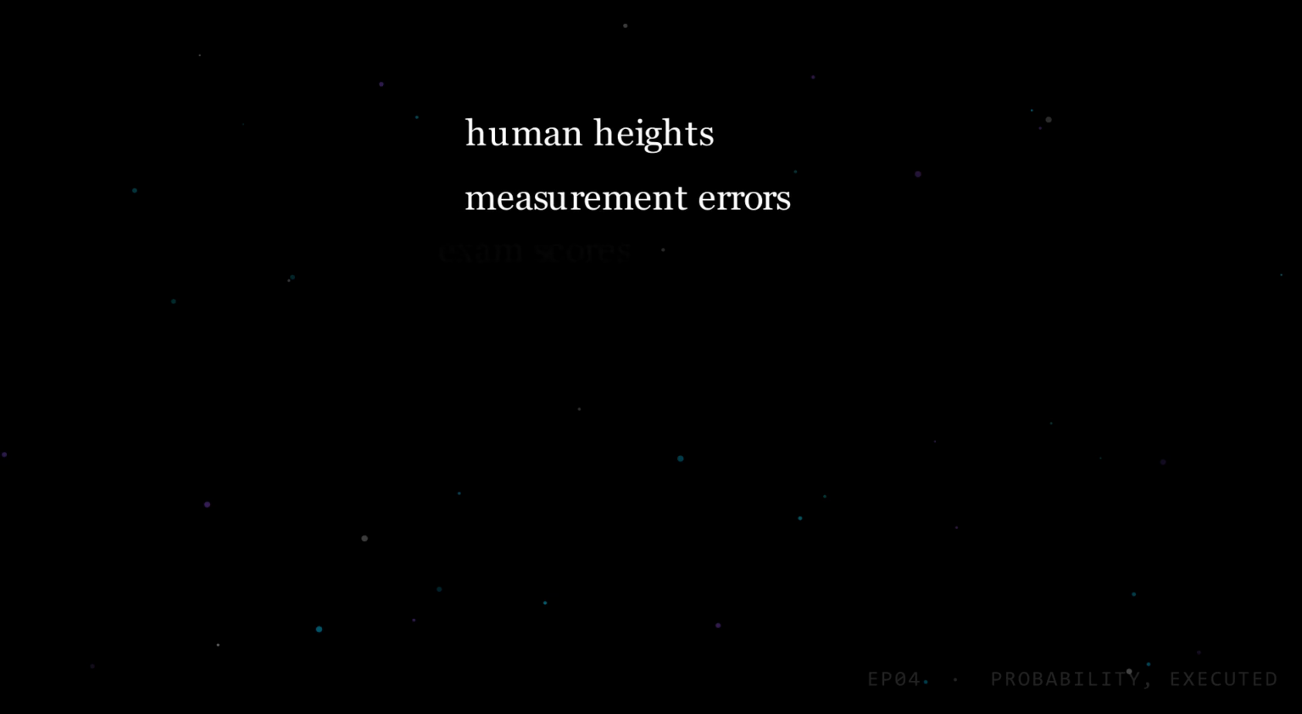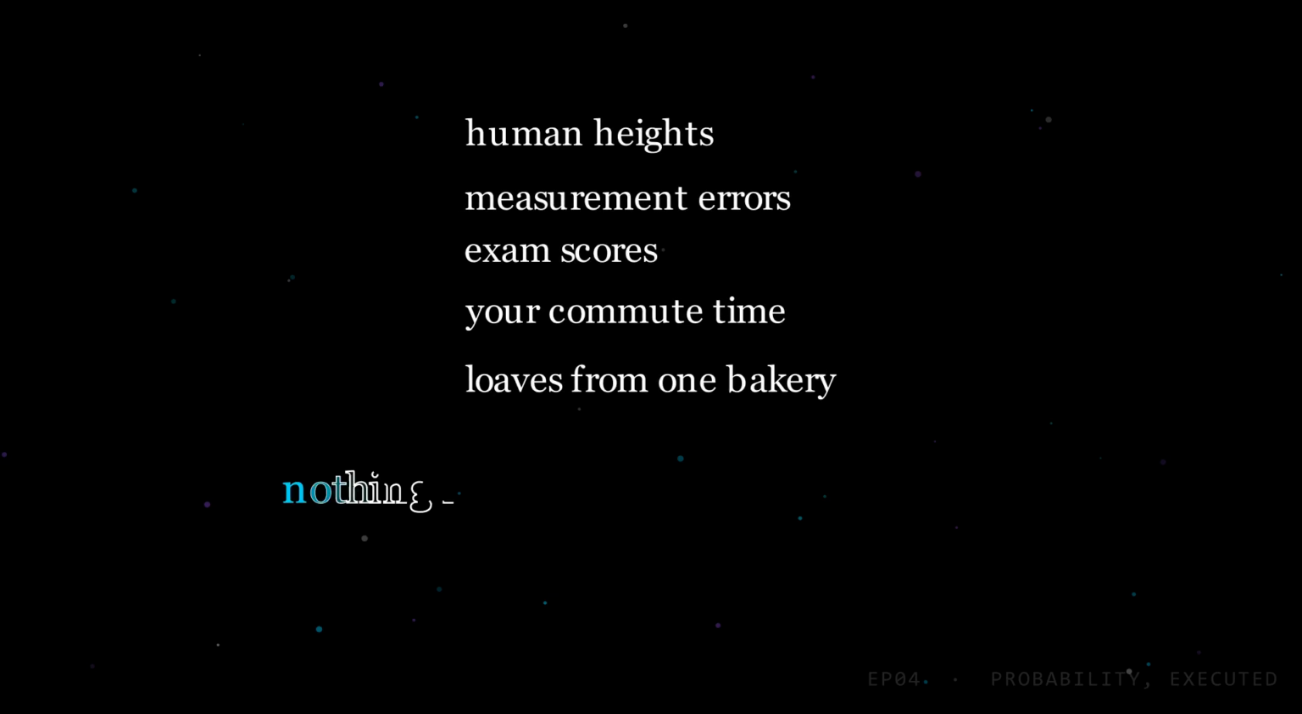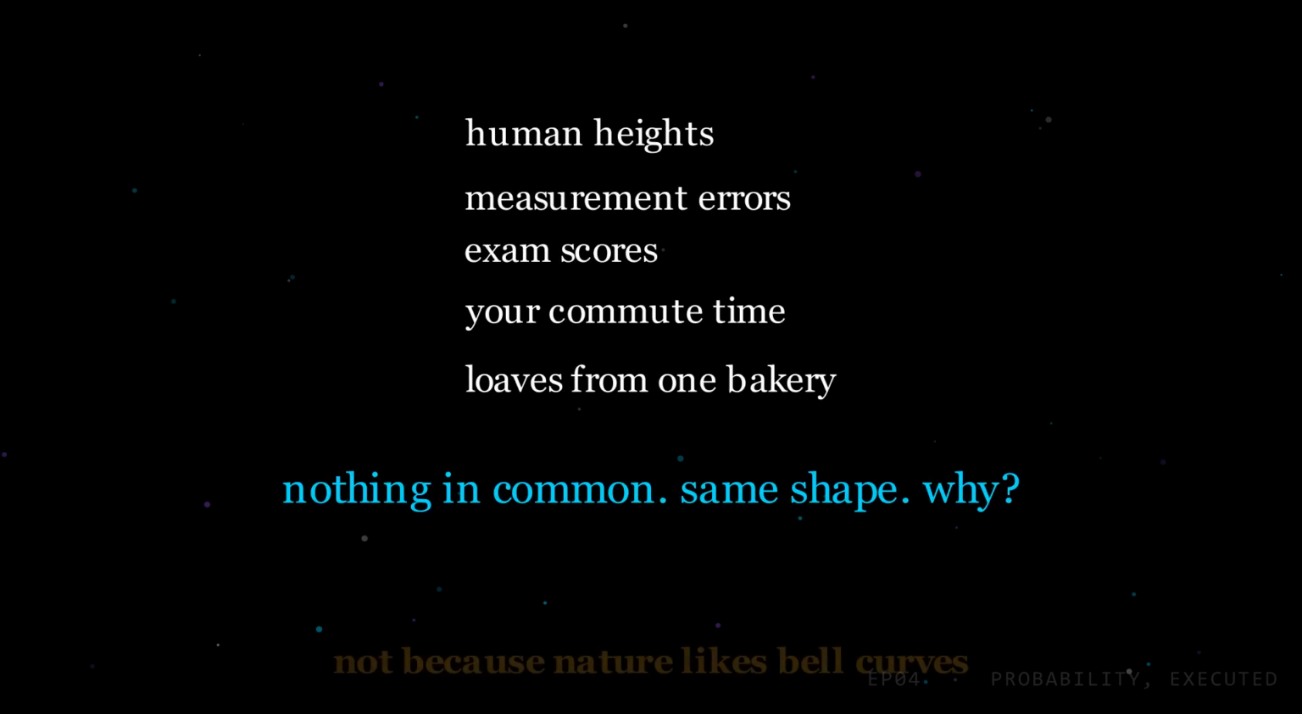Human heights follow a bell curve. So do measurement errors, exam scores, the daily variation in your commute, and the weight of loaves from the same bakery. These things have nothing in common. Different causes, different units, completely different mechanisms. So why do they all end up the same shape?